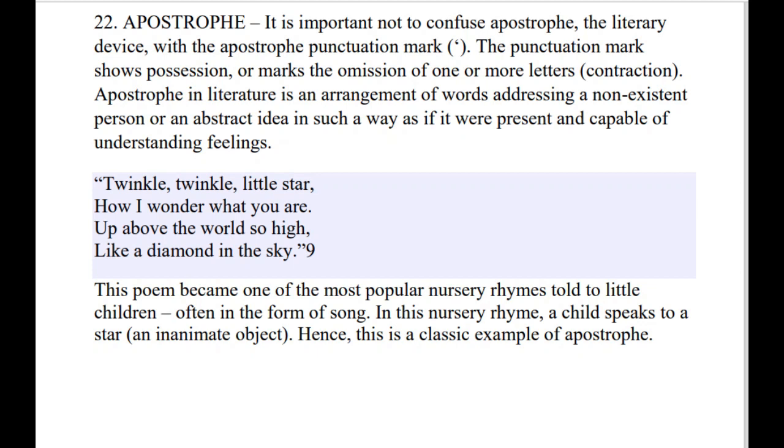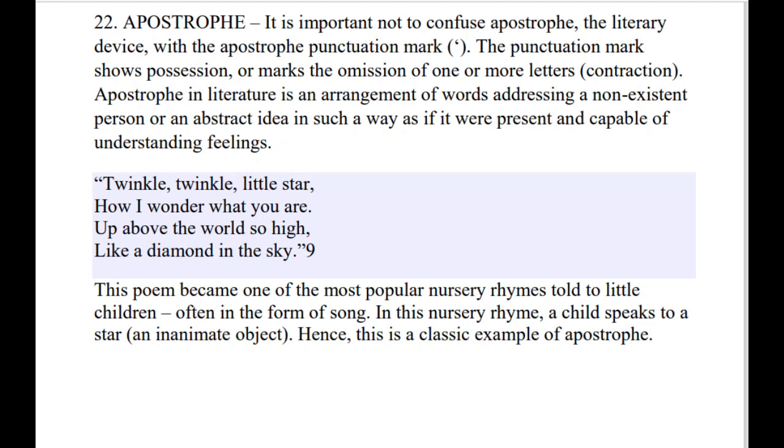So there are two roles of the punctuation mark, but we are not talking about the apostrophe punctuation in the figure of speech. So what is it? Apostrophe in literature is an arrangement of words addressing a non-existent person or an abstract idea in such a way as if it were present and capable of understanding feelings. So you see how weird it is and how interesting it is.